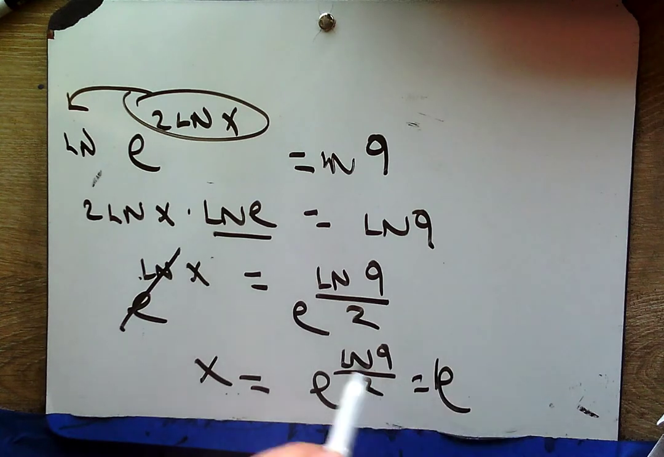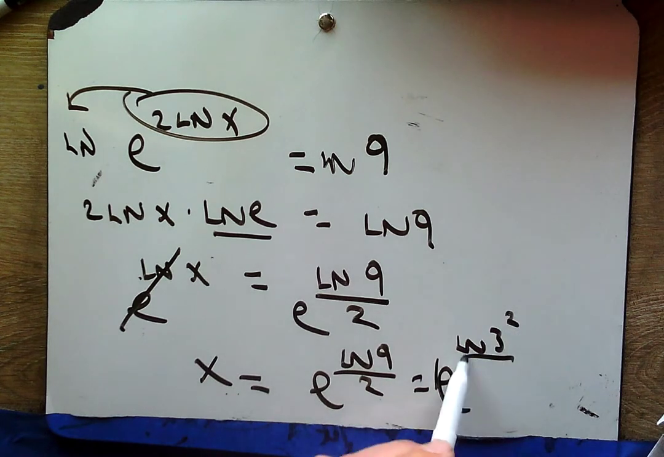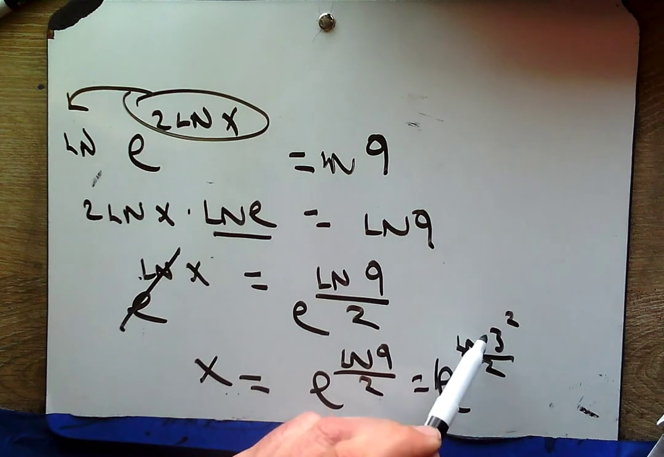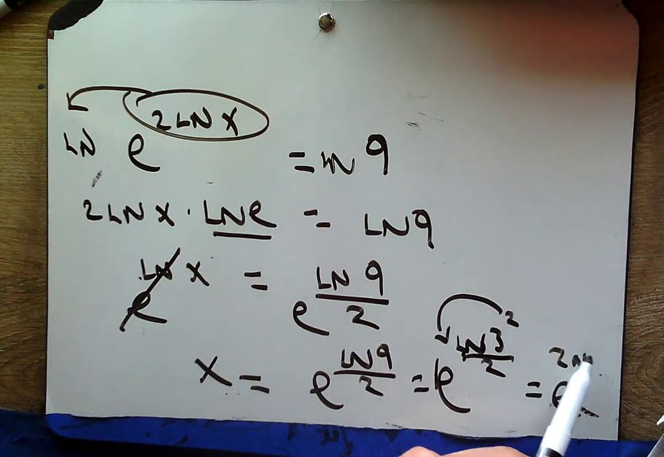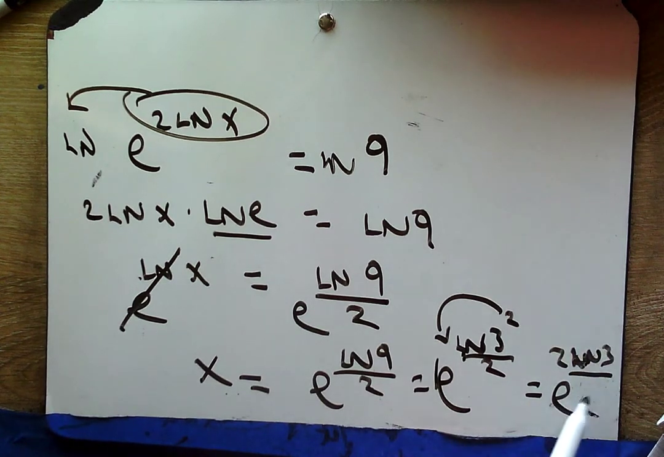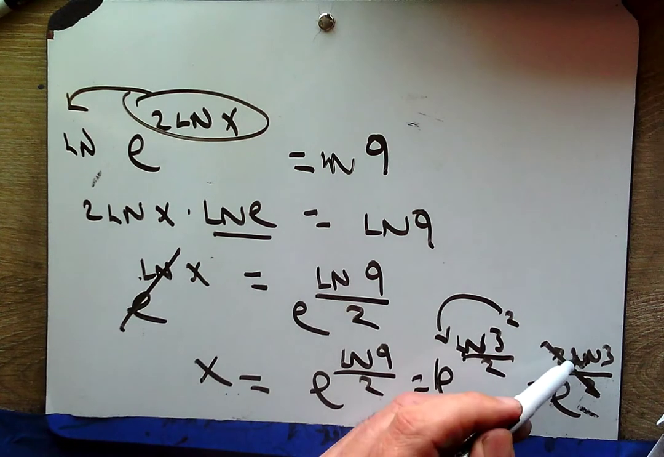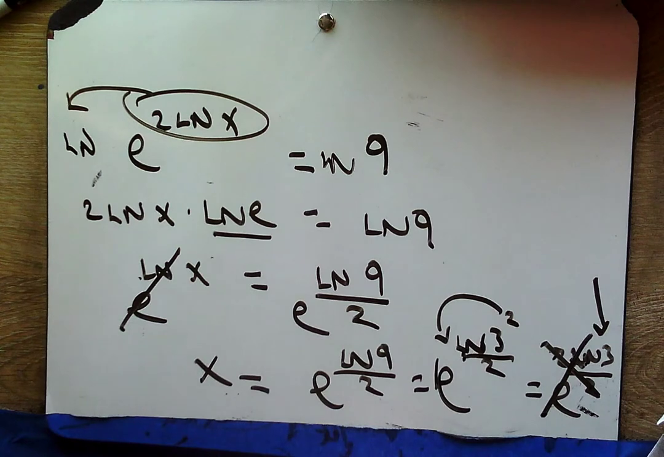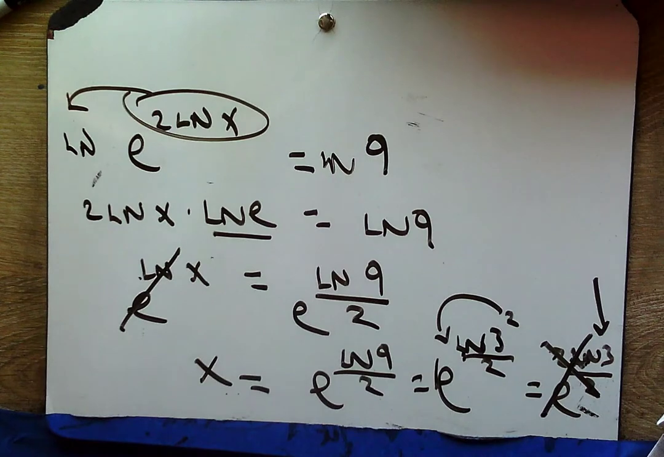e raised to the, instead of writing this as ln of 9, I'm going to do ln of 3 squared over 2, because now in here with the ln, I can bring that 2 down. I'm going to have e to the 2 ln of 3 over 2. These cancel, right? 2 on top, 2 on the bottom. Now I have e to the power of log base e. Well, they cancel. I'm left with 3. The answer to this problem is 3. And boy, it didn't look like 3 until the very end.